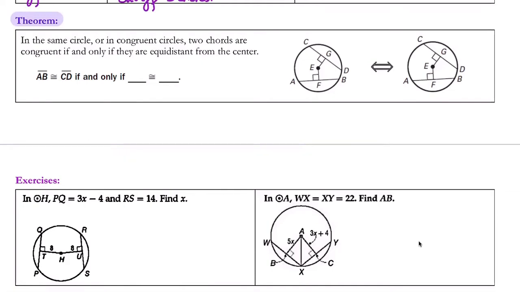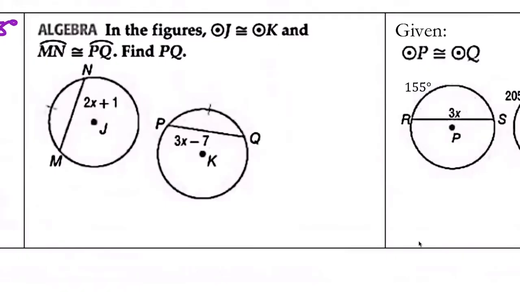Okay, the next theorem says in the same circle or congruent circles, two chords are congruent if and only if they're equidistant from the center. So if these segments are congruent, then that means these segments are congruent and vice versa. Okay, so segment AB is congruent to segment CD if and only if.